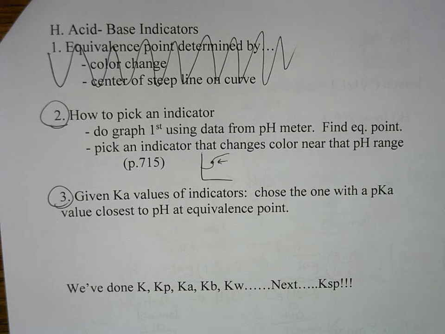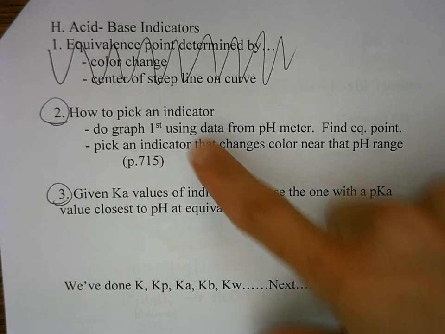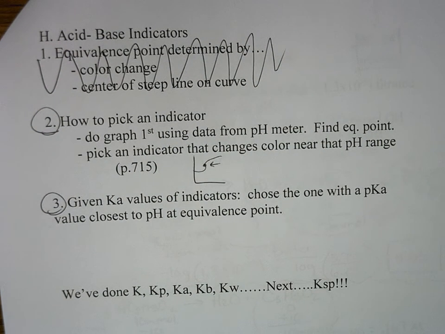Now, indicators are slightly acidic on their own, which is why if you add too much of it, it can mess up your results during a lab. If they give you the Ka values of indicators, you take the pKa, so the negative log of the Ka value, and whichever one has the closest value to the pH at the equivalence point would be a good choice. It depends on what data they give you. If they give you the graph, you can use the chart on page 715. If they give you a list of Ka values, you just take the negative log of them, like you did in your lab, and figure out which one has the pKa closest to the pH value. That's a good indicator to use.